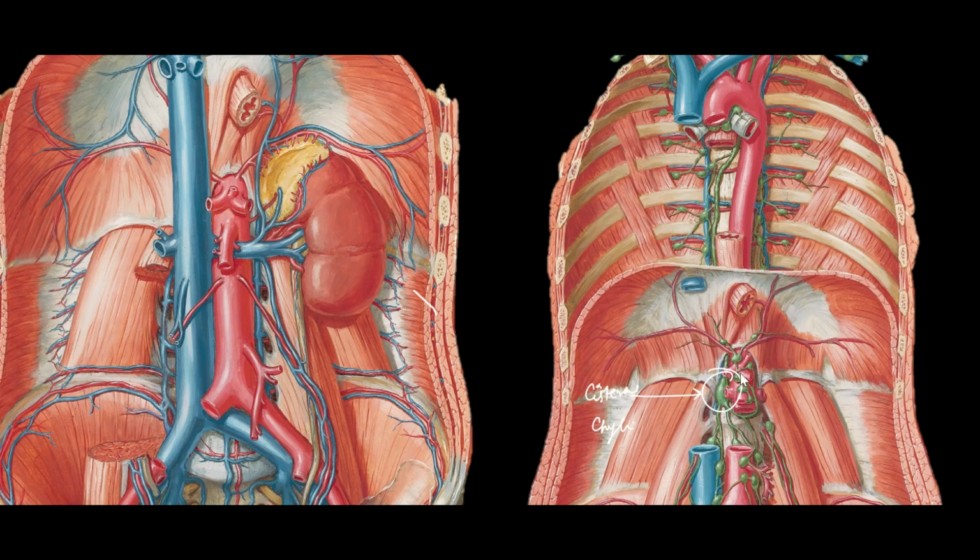So on the right side also lies the thoracic duct and cisternae chyli, and also the azygous vein which is ascending up, and the right crus of diaphragm is also lying to the right of it. Okay, so this was the right aspect of the abdominal aorta.